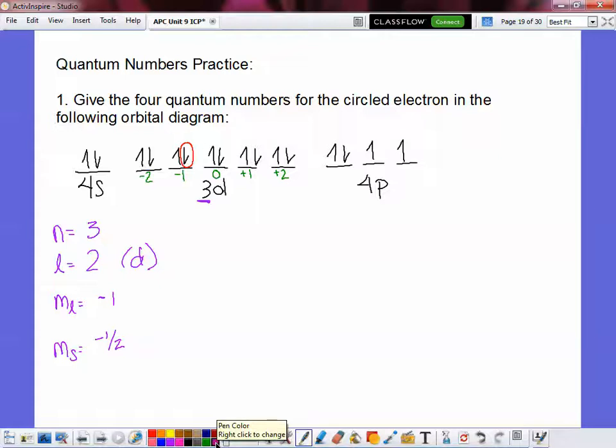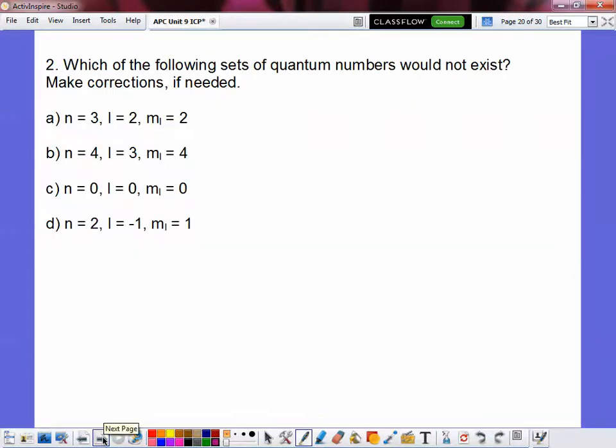Okay, questions on that? All right, our next problem is going to be more like what you're going to see in your homework or, I don't know, on a multiple choice question. The quantum numbers are great in multiple choice type questions, okay? So this one, we're saying which of the following sets of quantum numbers would not exist or would not be allowed? And then make corrections if needed.